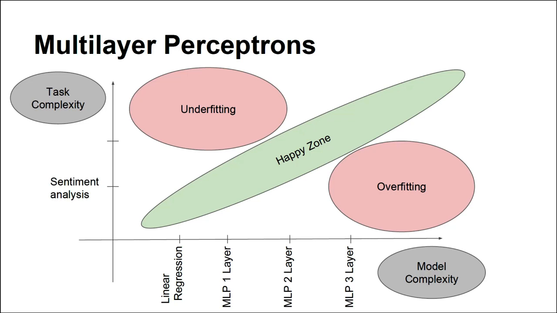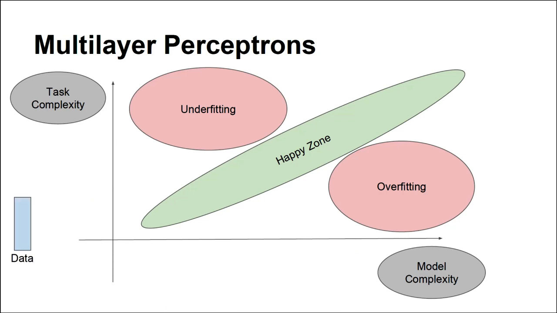So in terms of task complexity, things like sentiment analysis tend to be a simpler task, while things like machine translation tend to be much more complex. So you need many more parameters and hidden layers to learn machine translation, whereas in sentiment analysis the task is simpler, so you generally don't need as many parameters.